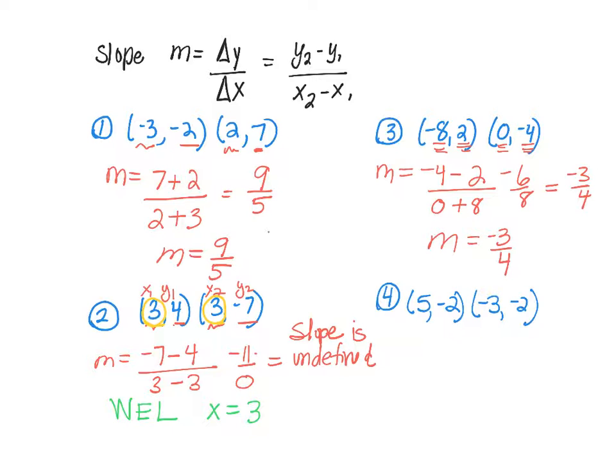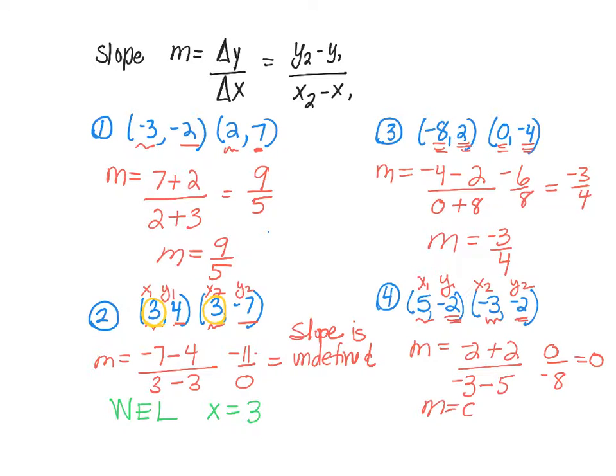If we look at our last example here, we have our x1, y1, and our x2, y2. If I go to start my slope formula, I'm going to have -2 minus a -2 over -3 minus 5. Now in this one we have 0 divided by a number. 0 divided by any number tells me that the slope is 0. So for this particular problem, the slope is 0.